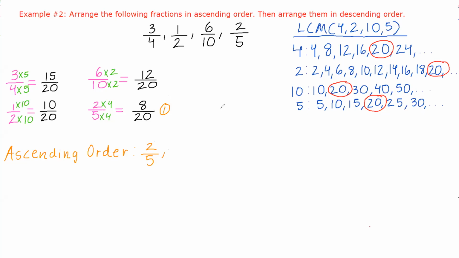Where's Gilbriana? Gilbriana, after 2 over 5, what is the one that comes after it, if we go in ascending order? A half. 1 over 2? Yeah, 10 over 20, that's true. So that's a half, which comes next because it's 10 over 20. Finish it up, Gilbriana.